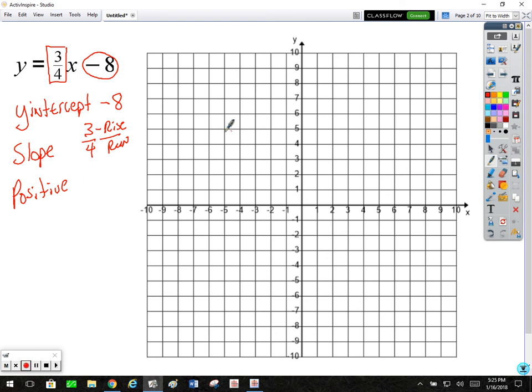Okay, so let's go up here real quick. We're going to start at -8, right here. And then we're going to rise up 3: 1, 2, 3, then over 1, 2, 3, 4, and put us a dot. Well, the next one we can keep going. Remember, slope is a constant rate of change. So we're going to go 1, 2, 3, 1, 2, 3, 4 again. So we've got a little routine here: 3 over 4, up 3 over 4.